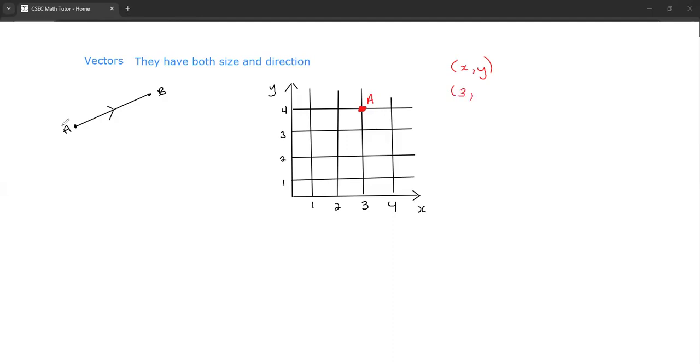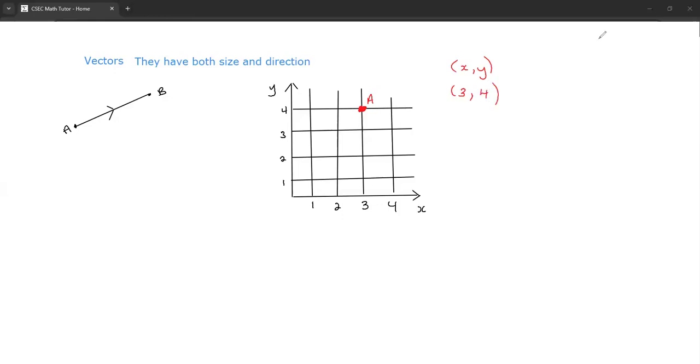And then for the y value of point A, remember, although my y-axis is vertical, we read our y values horizontally. So this is y is 2. This is y is 1. So therefore, A is where y is 4. So the coordinates of point A will be 3, 4.